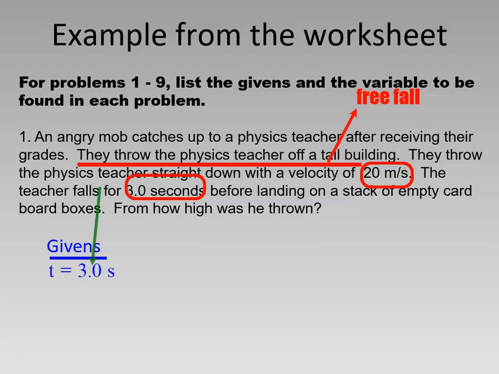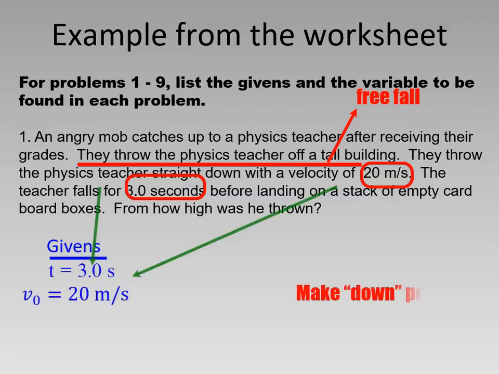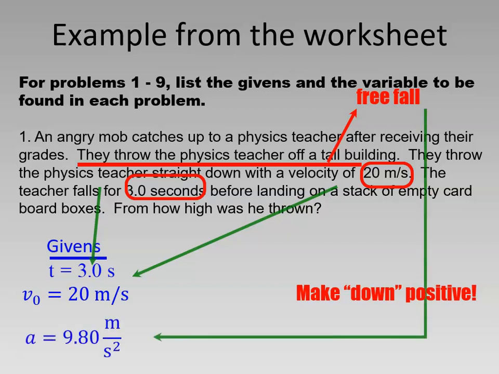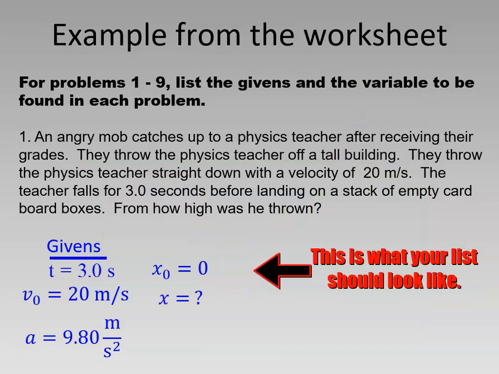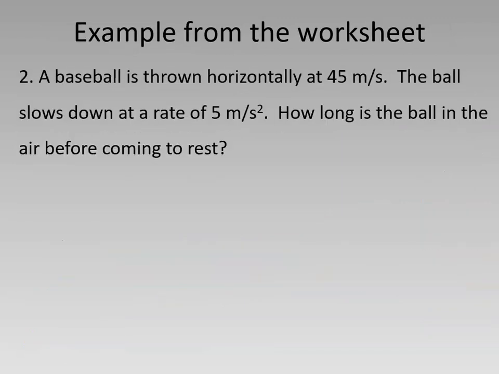So, givens, well, there's the time, 3 seconds, initial velocity, and again here we're making down positive, so v naught is, we're calling it plus 20 meters per second, and therefore the acceleration would be plus 9.8 meters per square second. Again, we're assuming that down is positive. From how high was he thrown? Well, here we're saying that x naught is 0, and x, the final x, is what we're after. In other words, what we're really looking for is delta x. So, there's your list.